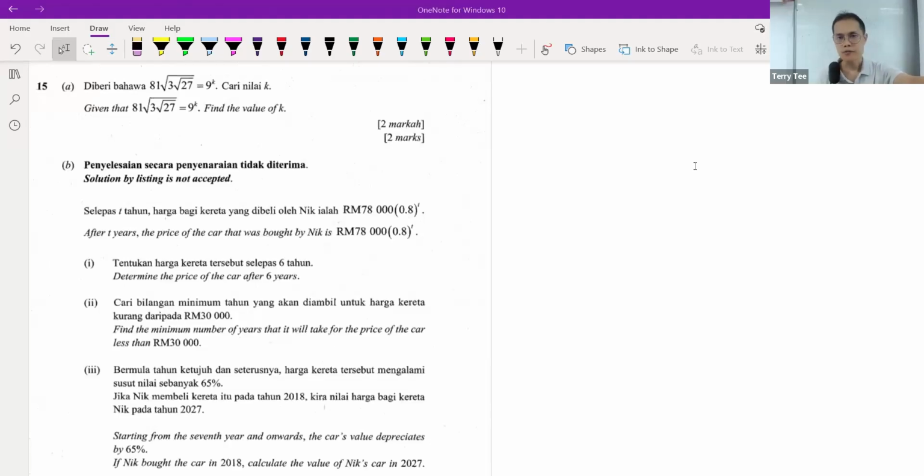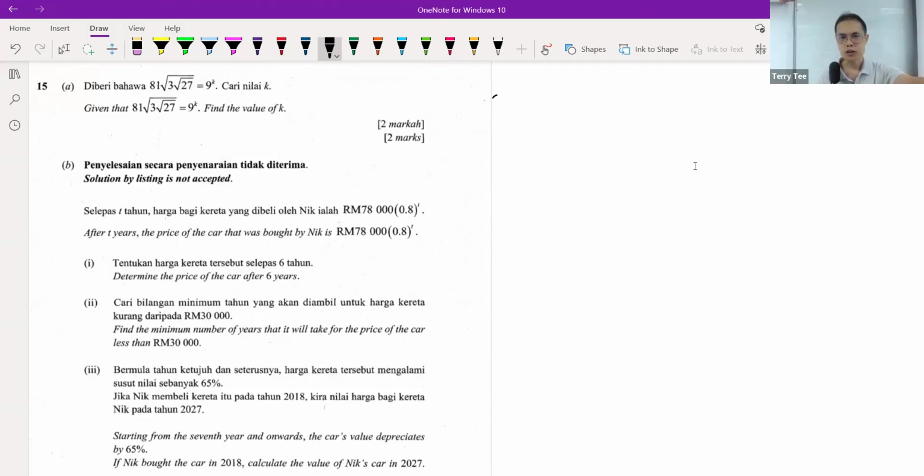Okay, last question, question 15. This is from the chapter Indices, Surds, and Logarithms. This one involves indices actually. So we're supposed to solve this equation by finding k. So I think you can square and get rid of the surd and all that, but I think maybe I'll just change everything to base 3 because I know 9 is 3 power 2.